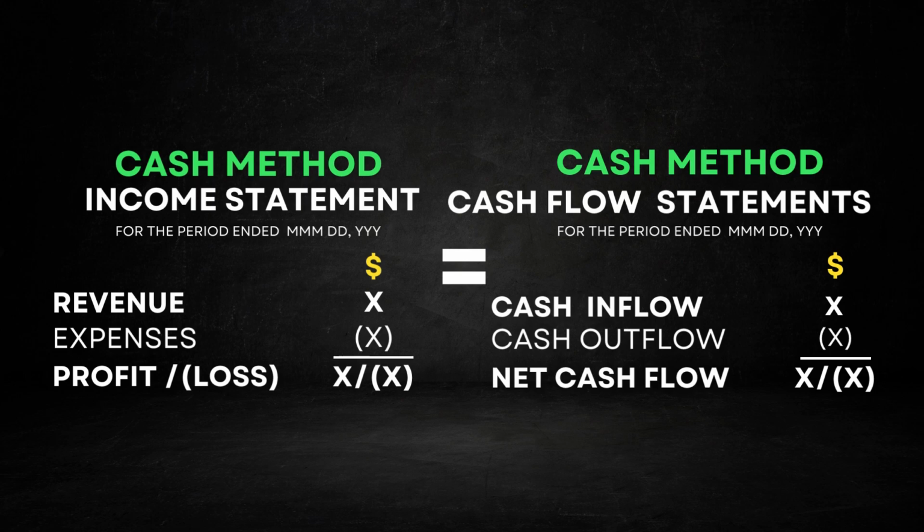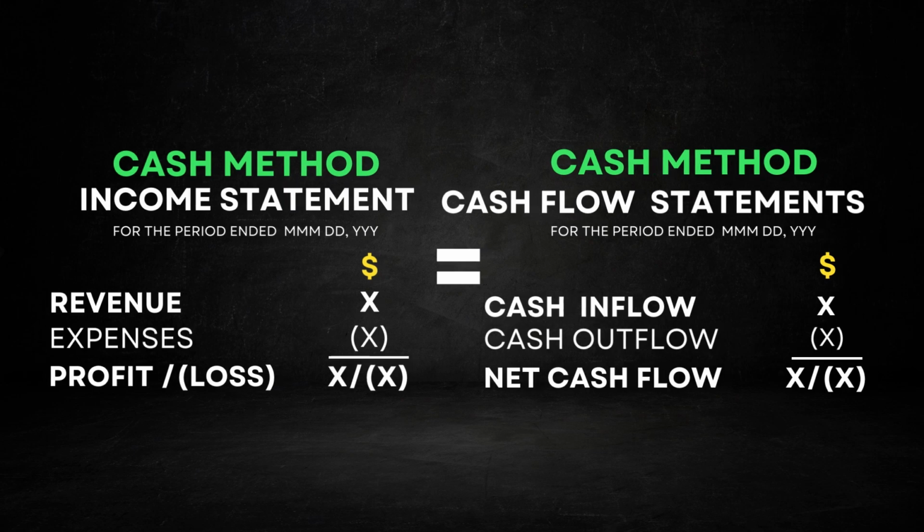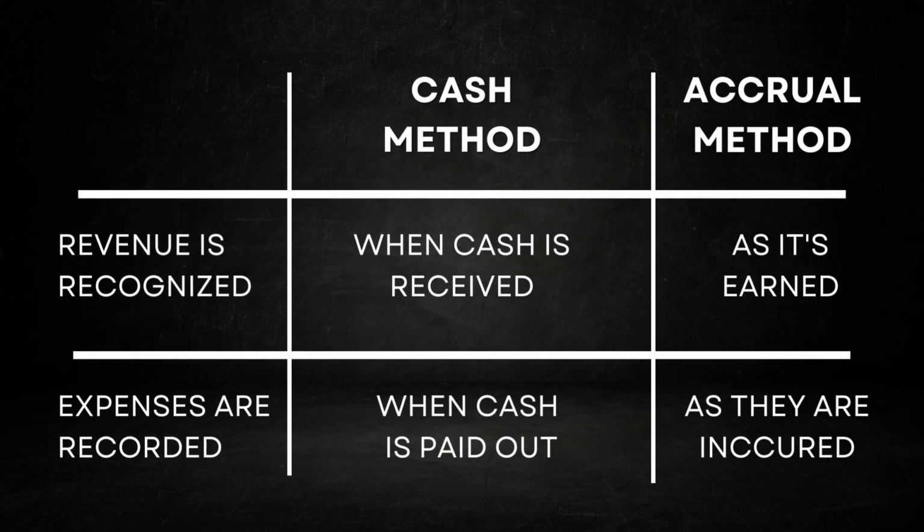Many small businesses prefer the cash method for its simplicity, and it's perfectly acceptable for them to use it. However, it's crucial to note that the cash method is not allowed under the International Financial Reporting Standards, or IFRS, or the Generally Accepted Accounting Principles, or GAAP. If a company follows these accounting standards, it must use the accrual method.